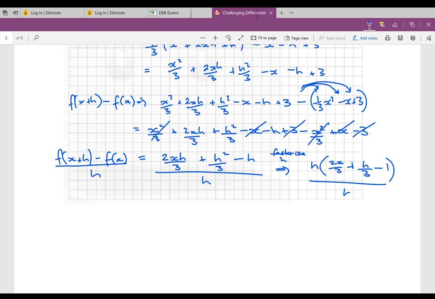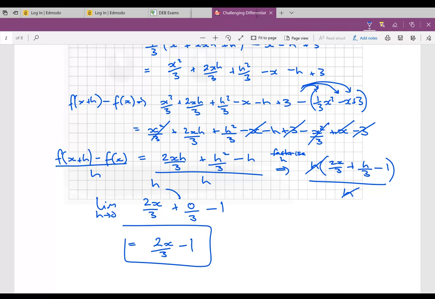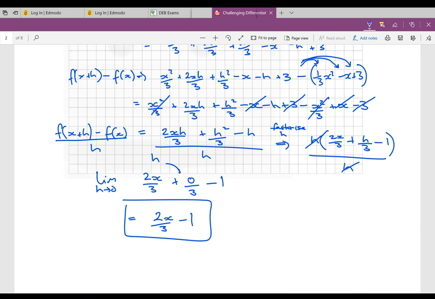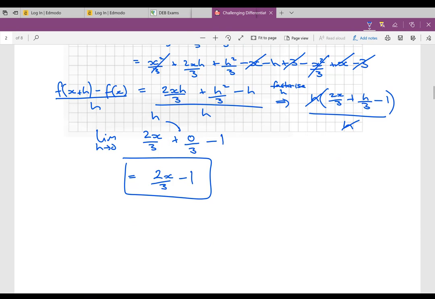Okay, h into h goes once. That means that I can cancel the h's, and my last step is the limit as h goes to 0 of 2x over 3 plus 0 over 3 minus 1, remembering that that was h, which gives me my derivative of 2x over 3 minus 1. Now I completely understand that you can look at this and you could say straight away that that is going to be 2x minus 1, but I have to do it by first principles when asked.